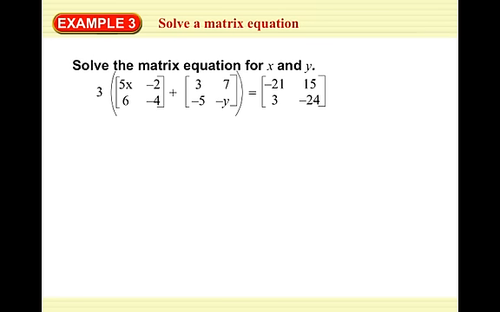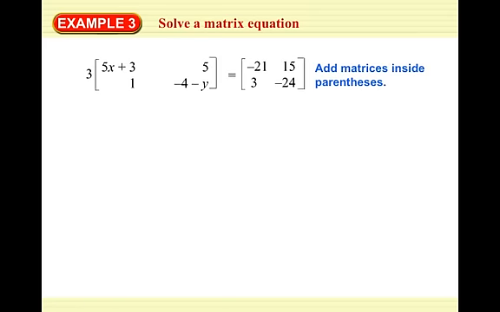So we've got 3 times the sum of the matrix 5x, negative 2, 6, negative 4, plus the matrix 3, 7, negative 5, negative y, equals negative 21, 15, 3, negative 24. So it's definitely an equation. We need to simplify the left-hand side here. So let's do our order of operations. We're going to add first because those are inside the parentheses. We're going to simplify inside the parentheses, and then we will multiply by 3.